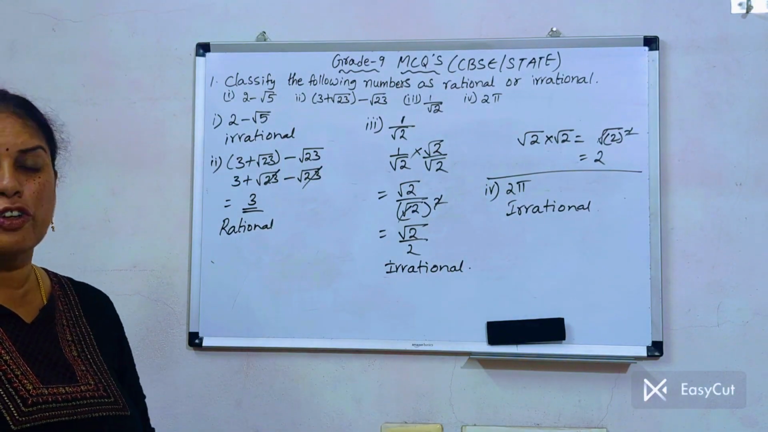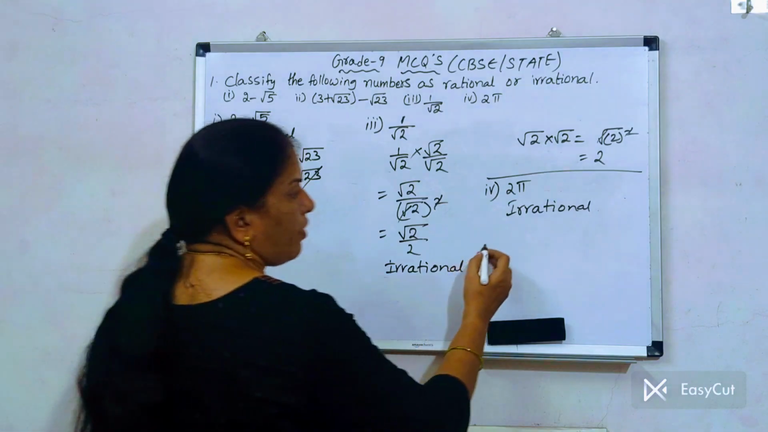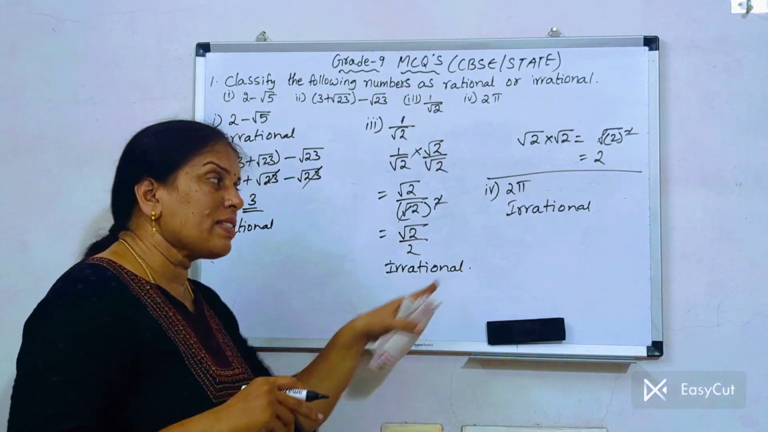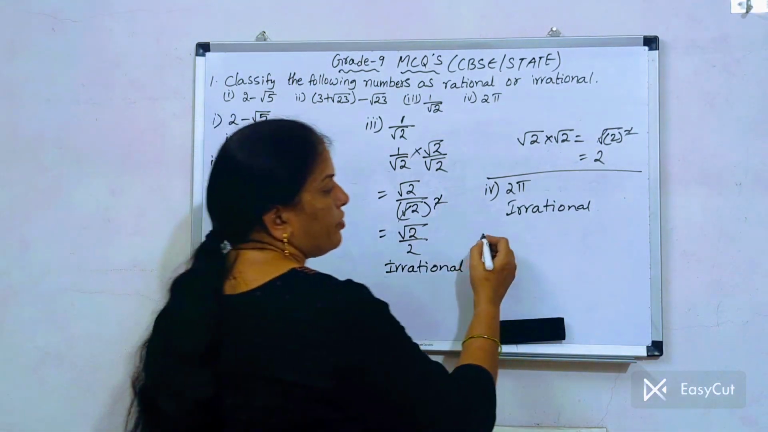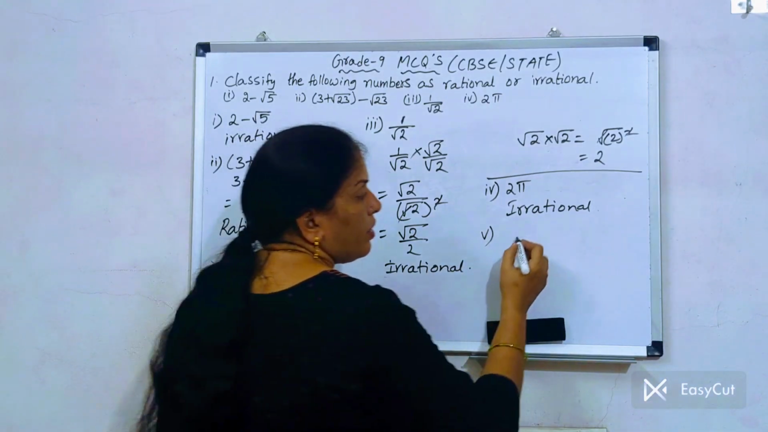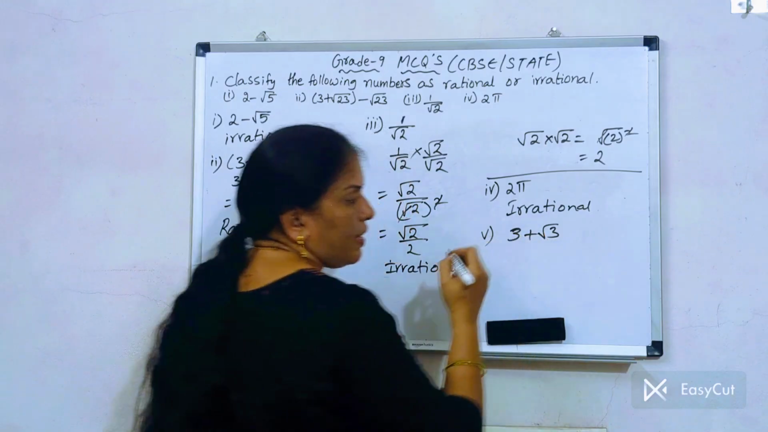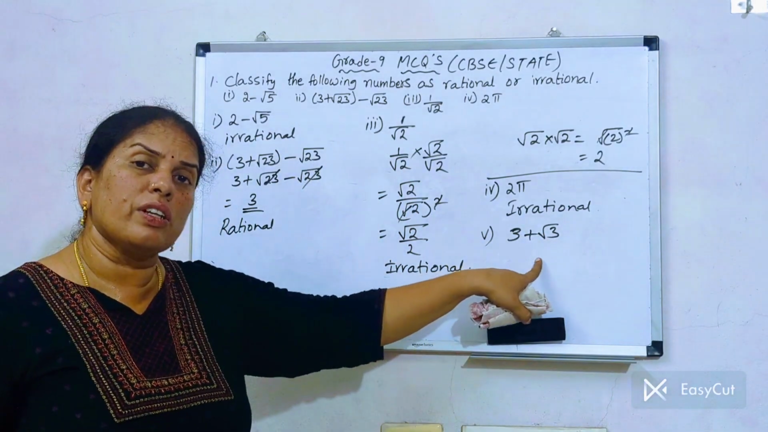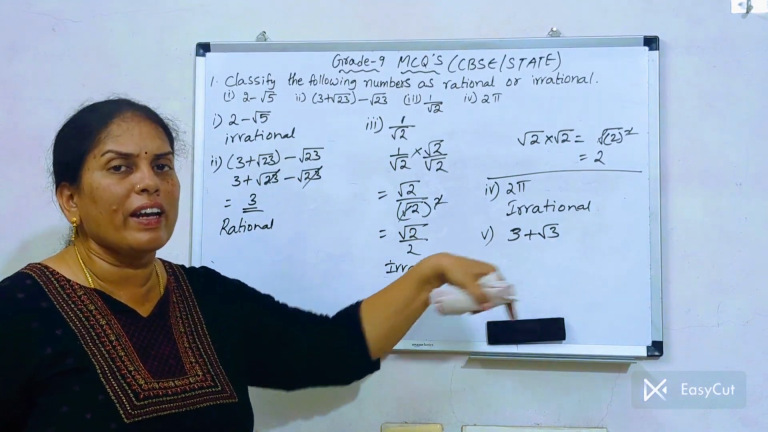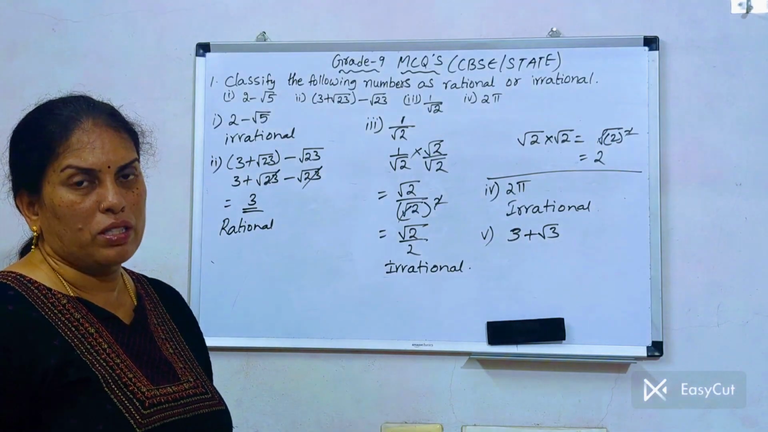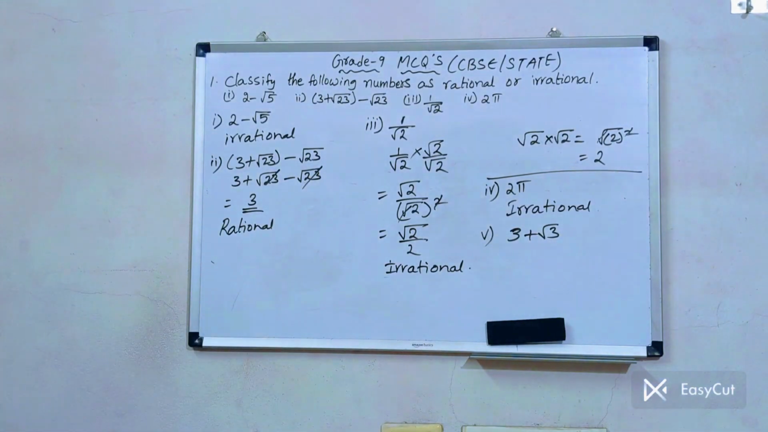I'll give one question. You try at home. You try by yourself. Find out whether this is rational or irrational. Fifth one: 3 plus root 3. Is this an irrational or rational number? You find out and comment in the comment box. We will go to the next question.